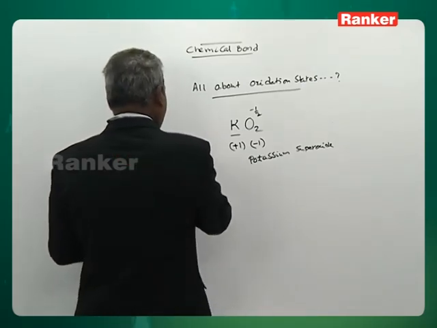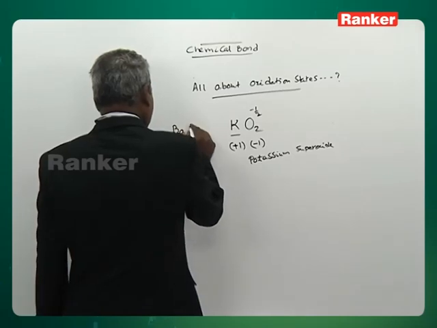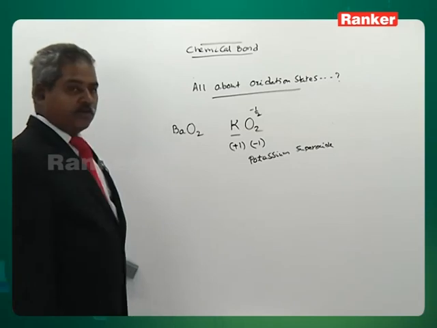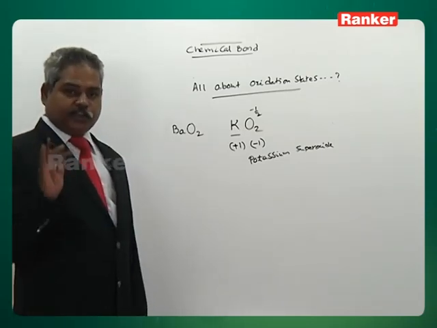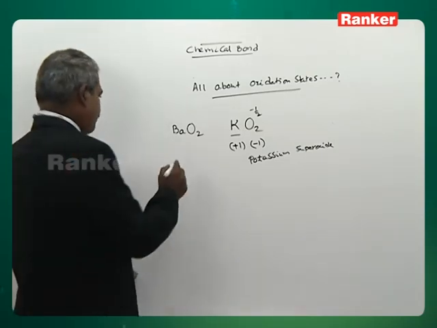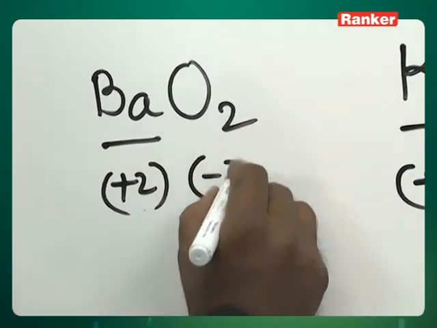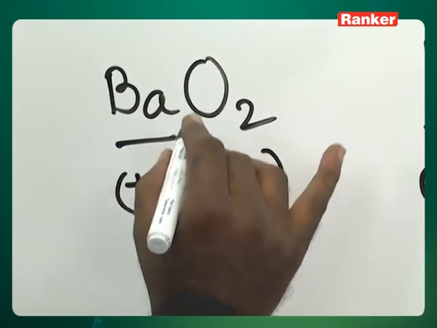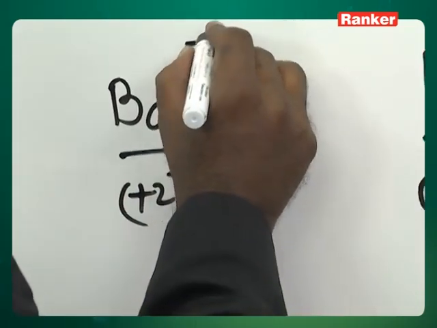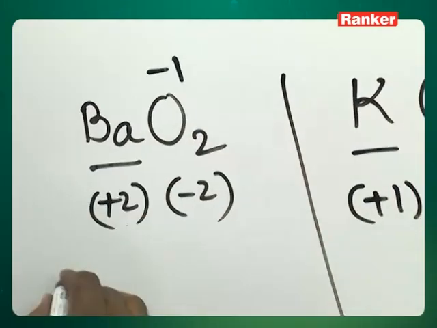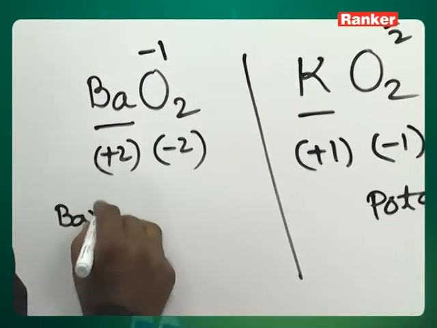What will be the name of BaO2? What do you know about barium? Is there any fixed element or not? First of all, you tell yourself whether there is a fixed element or not. Barium fixed plus 2. Two oxygens minus 2. So, each oxygen is getting minus 1. When oxygen gets minus 1, it is called a peroxide. Therefore, it is barium peroxide.